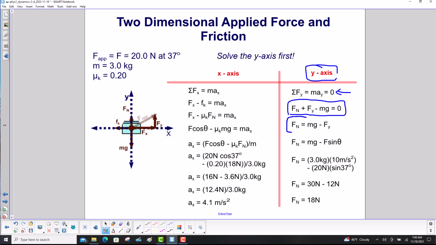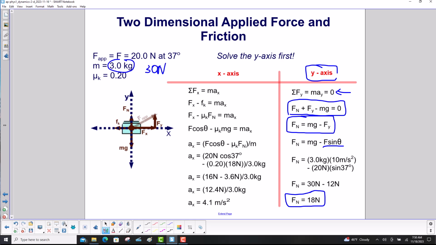So here's our normal force. It's not mg any longer. It's mg minus F sub y. And what's F sub y? That's F sine theta. So we plug that in, and we get a normal force of 18 newtons, which is less than the weight of this object. Right? The weight would be 30 newtons.